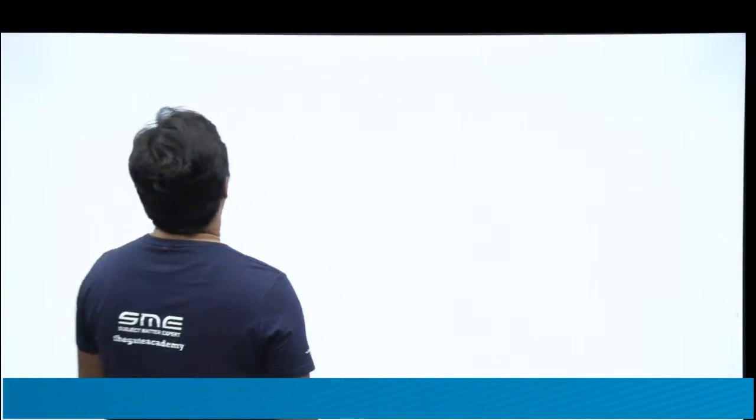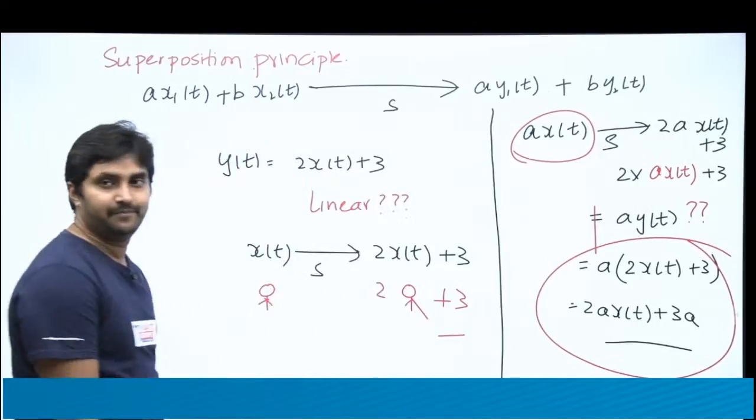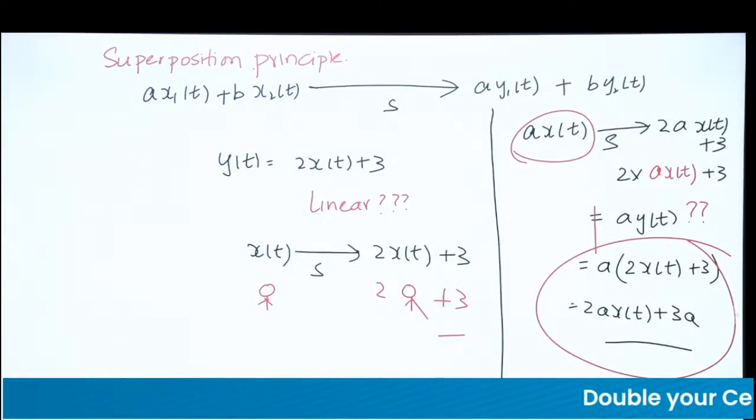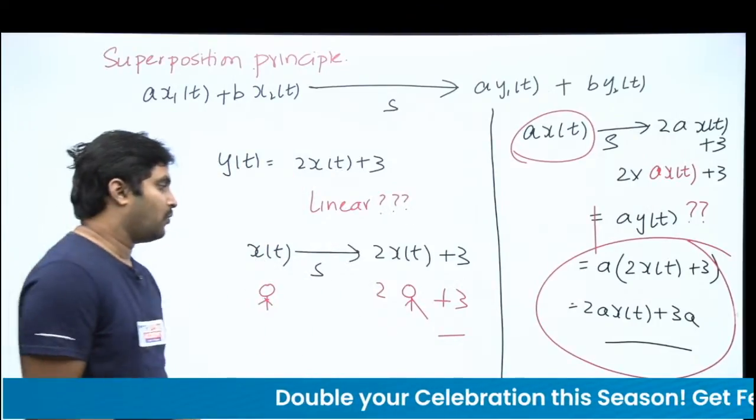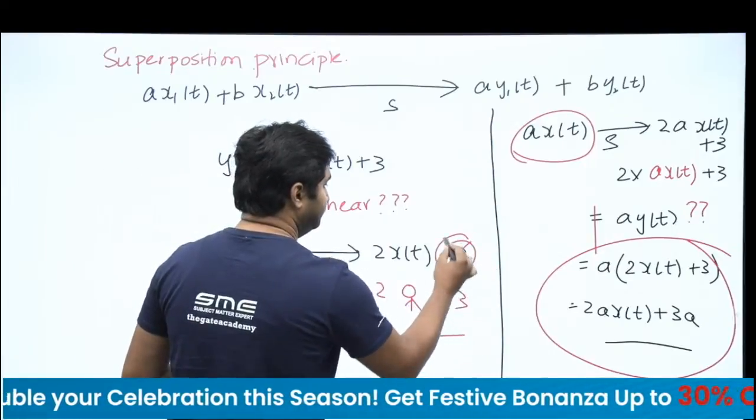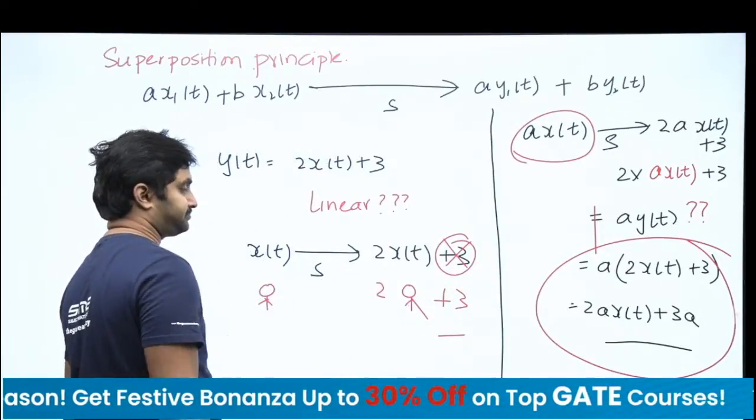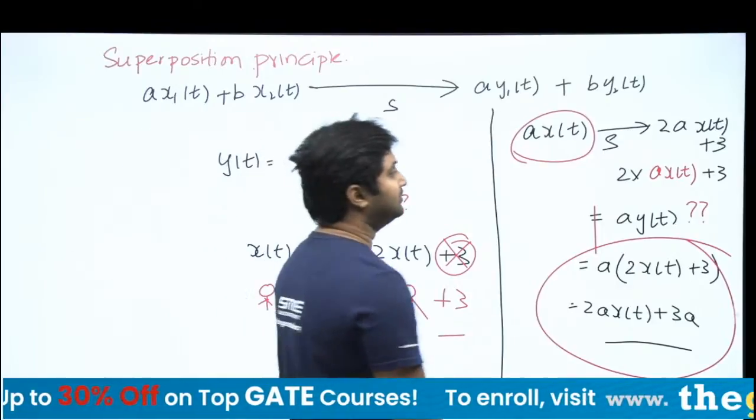So now how can I make this system a linear system? What if I remove 3?